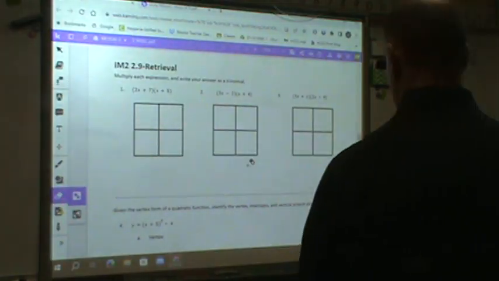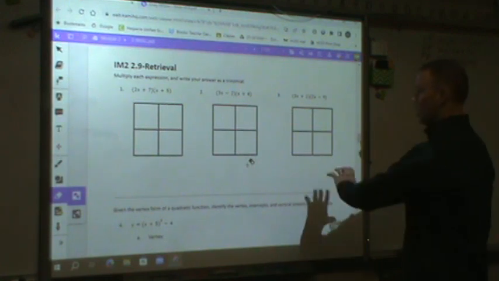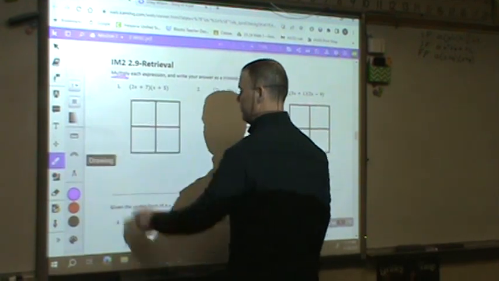All right, so here's a quick one on the Ready for Me. I didn't get this put up yesterday, I apologize. But quick review on how to multiply and write each expression as a trinomial, right?